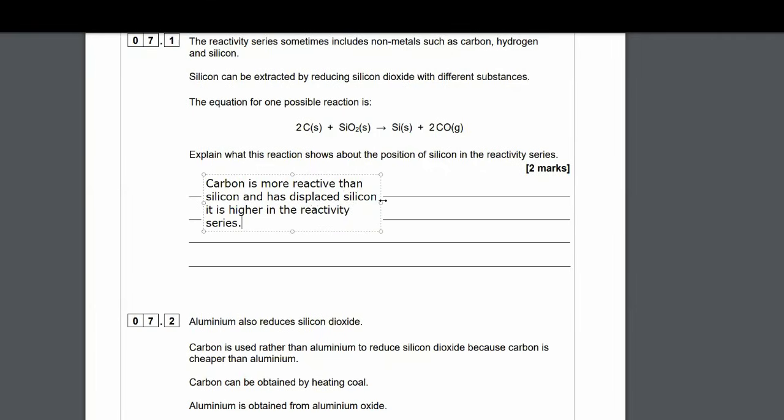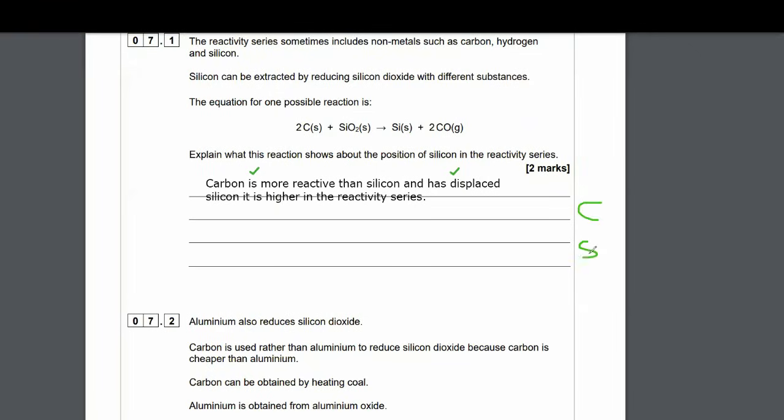So what are the 2 marks for? Because there's a load of writing there. The 2 marks are mainly for you saying that the carbon has displaced silicon and carbon is more reactive. Now, you could have said silicon is less reactive, it's been displaced by the carbon. You could have worded that in different ways, but it all needs to show that in the reactivity series, carbon must be above silicon because it's pushed the silicon out and stolen its oxygen. We can say that the silicon oxide has been reduced as it lost oxygen.